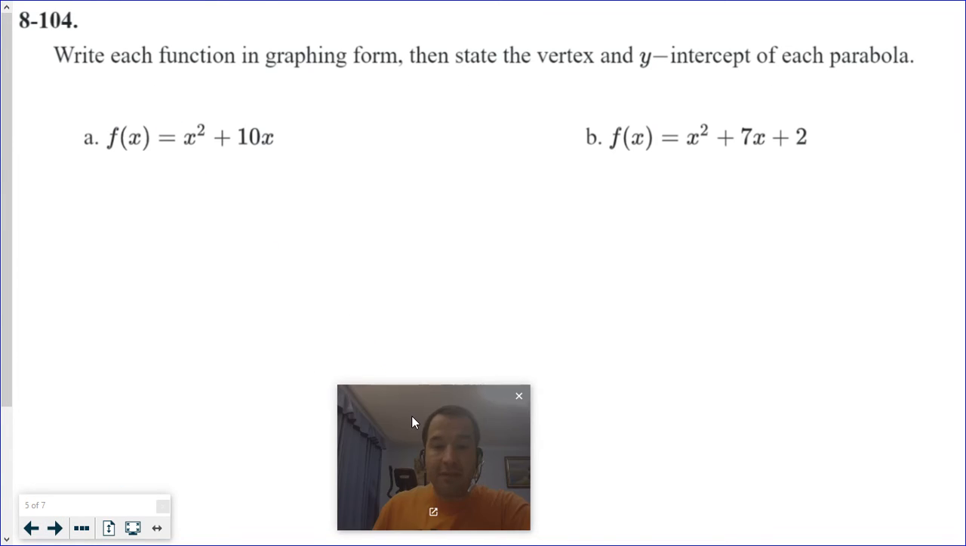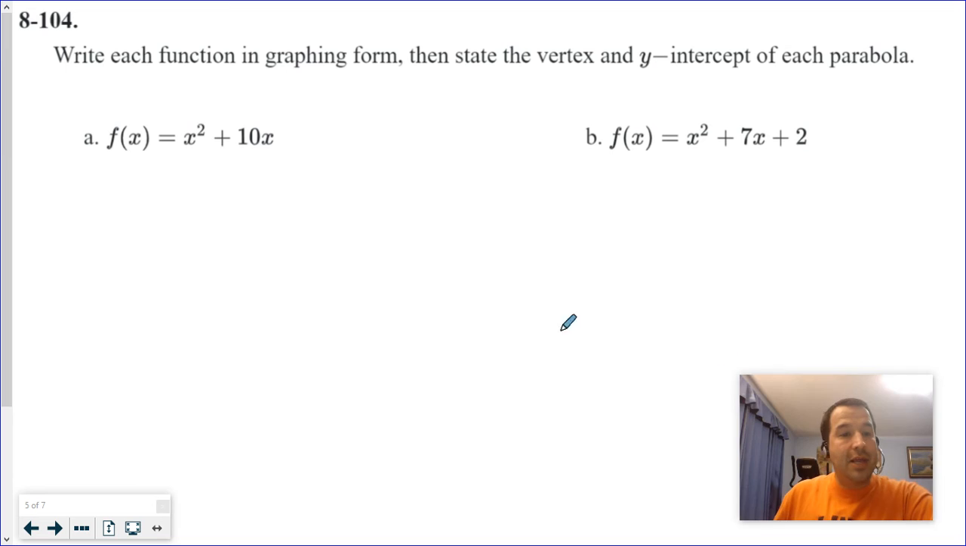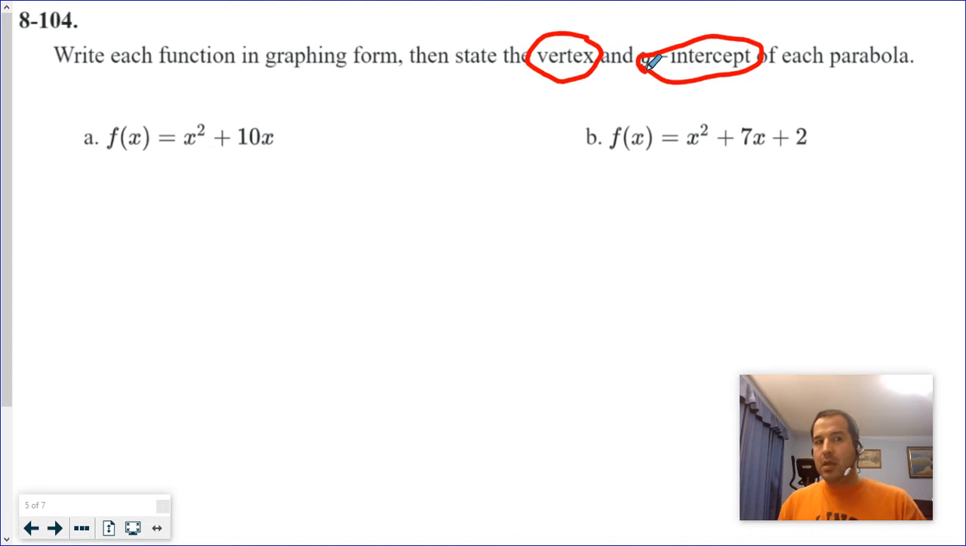Let's start with A first. For A, go ahead and pause and try to find, look what it says, vertex and y-intercept. That's all I need, the vertex and the y-intercept. You should be able to solve that. Take about 3-4 minutes each and see what you can get, and then unpause it and we'll check your answers.